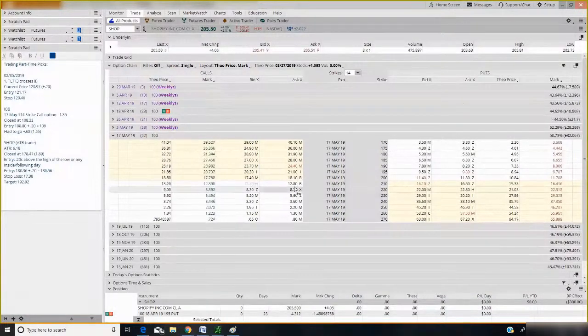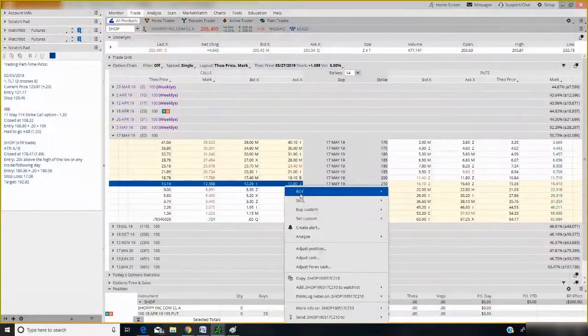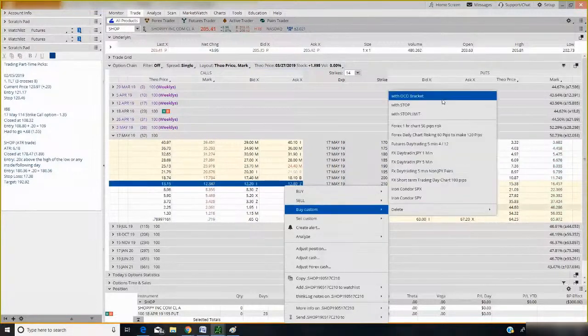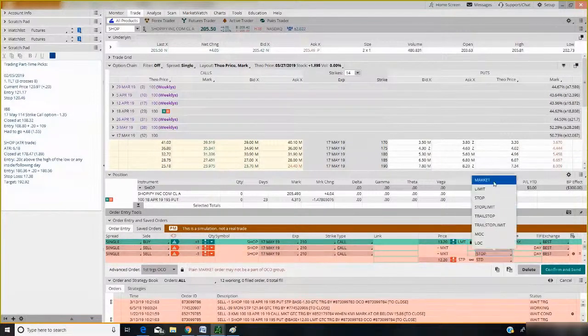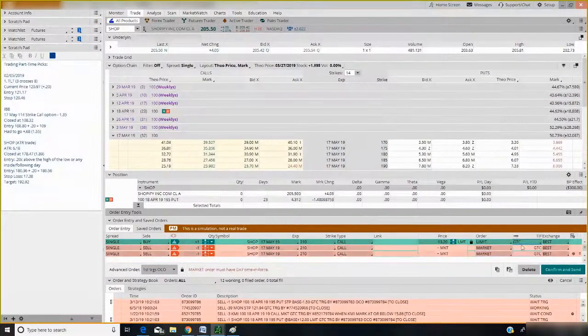So you would have, and we're not going to do it, let's just say it's 1320. You would have right-clicked, buy custom, OCO bracket, and let's say that said 1320. That would have been a limit order. Now you want to do these market, good till cancel. So all I did was, we have many videos on this. Limit order, market, market. Okay?